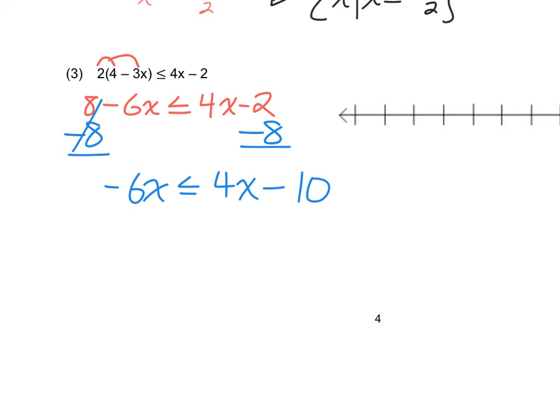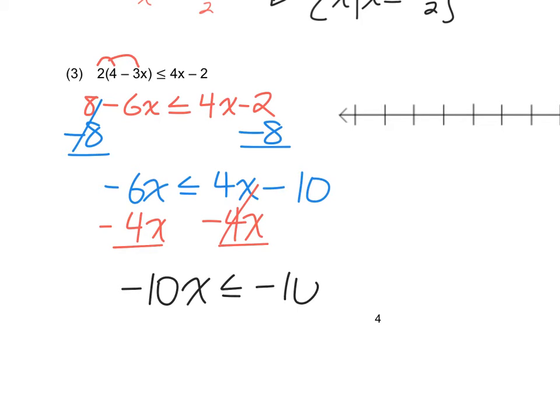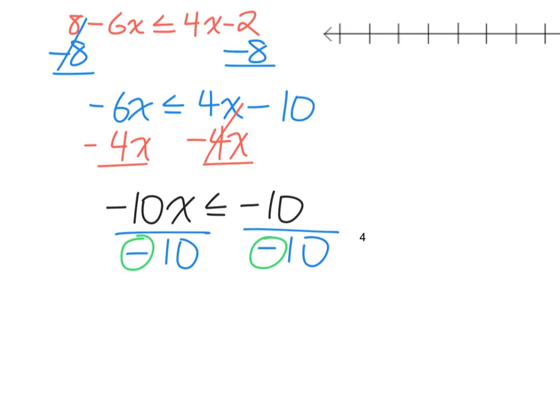I'm just checking the time. Next move. Subtract 4x. Left-hand side becomes what? Negative 10x less than or equal to negative 10. Subtract? I mean, divide. Oh, I always do that. Divide by a negative 10. We're dividing by a negative 10. X is greater than or equal to 1. So we're dividing by a negative 10.